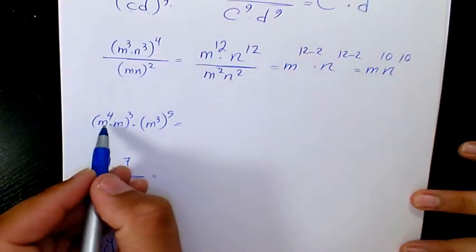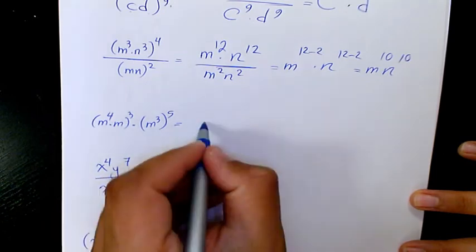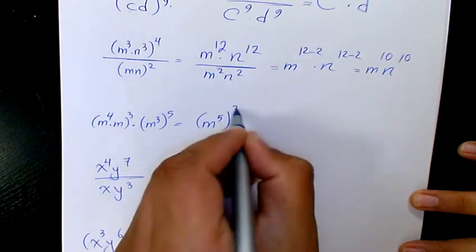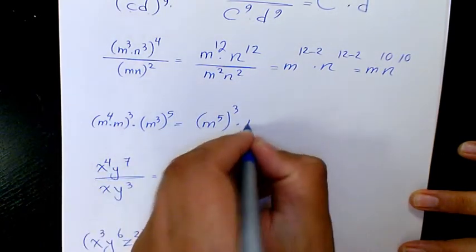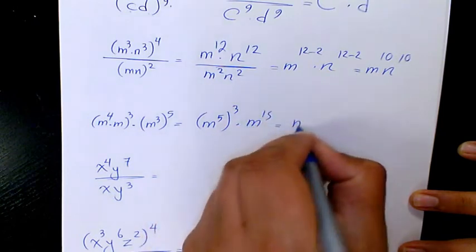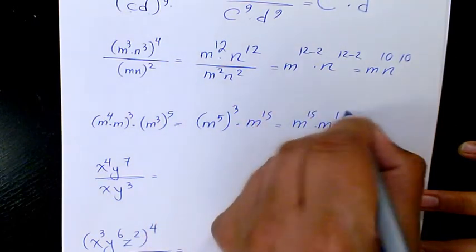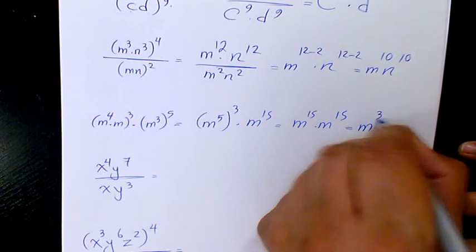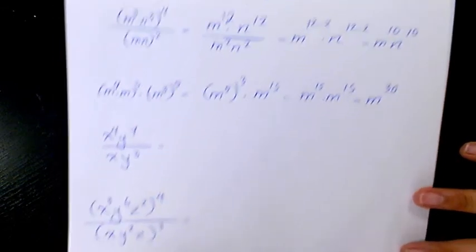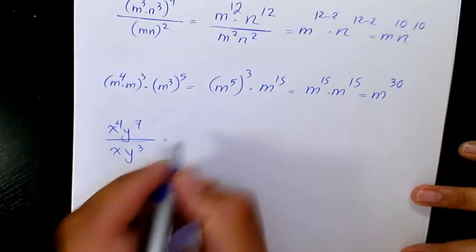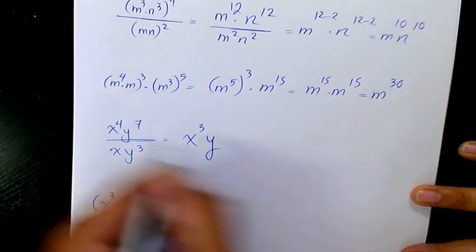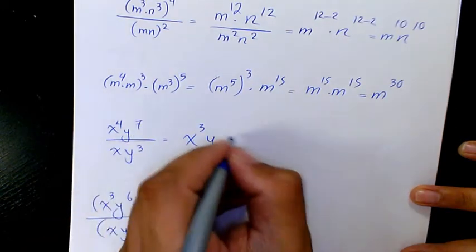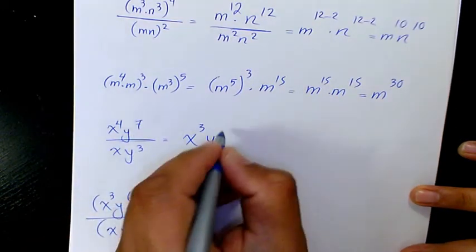Next one. M to the power of 4 times m is going to be m to the power of 5 to the power of 3. M to the power of 5 to the power of 3 is going to be m to the power of 15. So it's going to be m to the power of 15 times m to the power of 15 is going to be m to the power of 30 when you add them. X to the power of 4 divided by x is going to be x to the power of 3. Y to the power of 7 divided by y to the power of 3 is going to be y, 7 minus 3 is going to be 4.